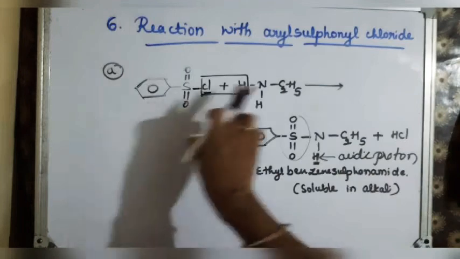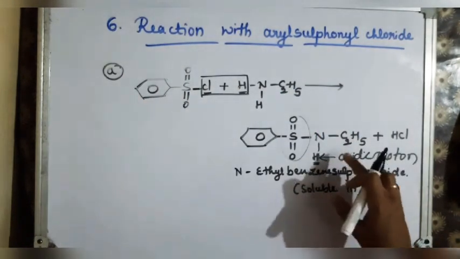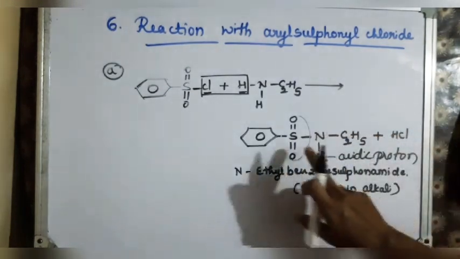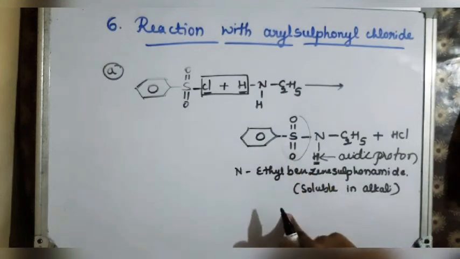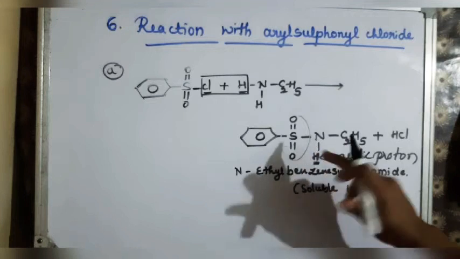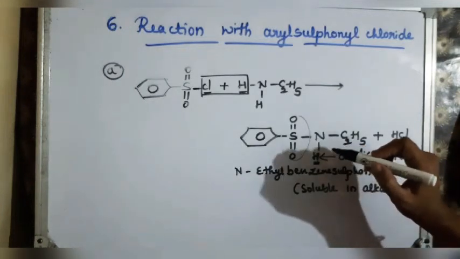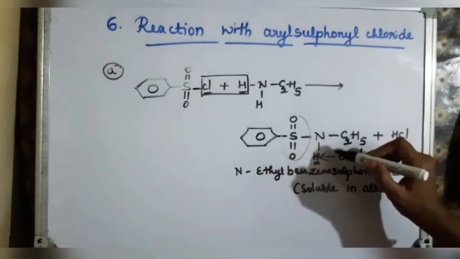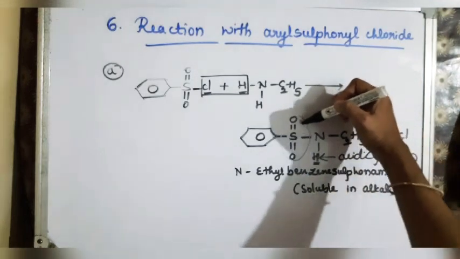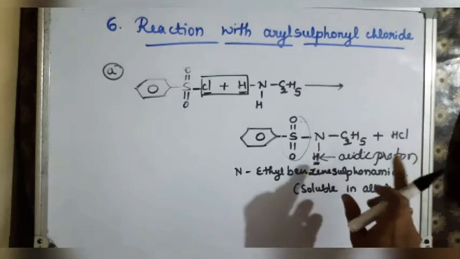Understood? The primary amine treated with benzene sulfonyl chloride results in the formation of N-substituted benzene sulfonamide. So here this is soluble in alkali because of its acidic nature. Why is it acidic? The hydrogen attached to the nitrogen is acidic, and that is because of the presence of the strong electron withdrawing sulfonyl group. So this is soluble in alkali.